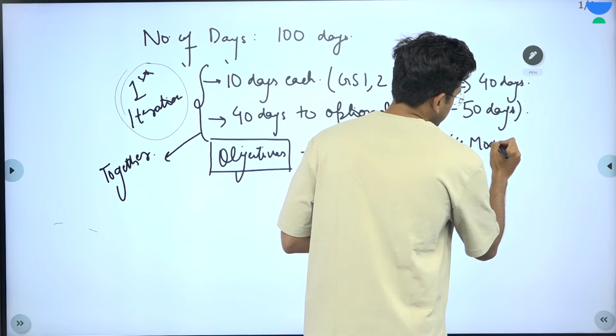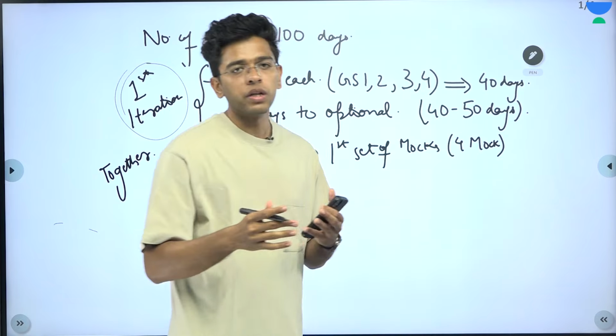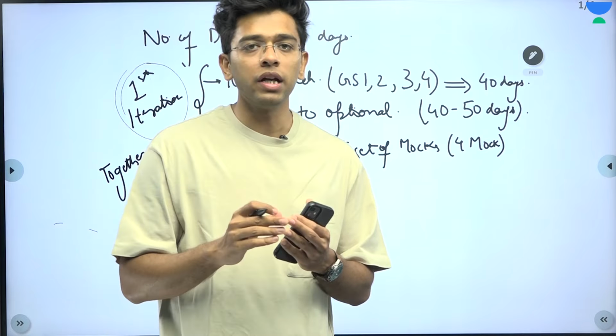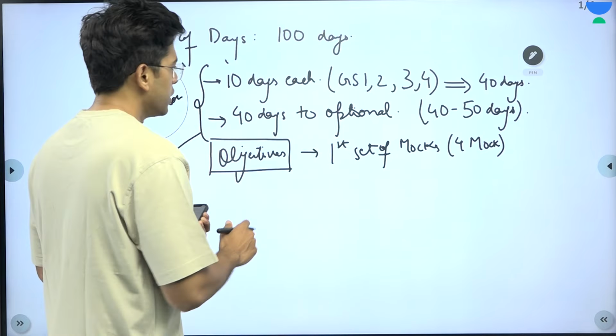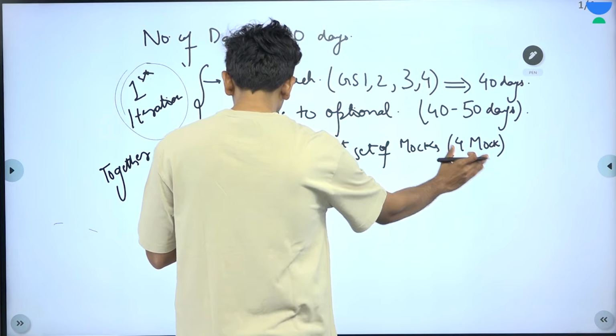So what you can do is, for example, you're covering GS1 and in 10 days you have covered GS1. You can write 1 mock of GS1 here. Okay. In this way, you're done with 4 sets of mocks.